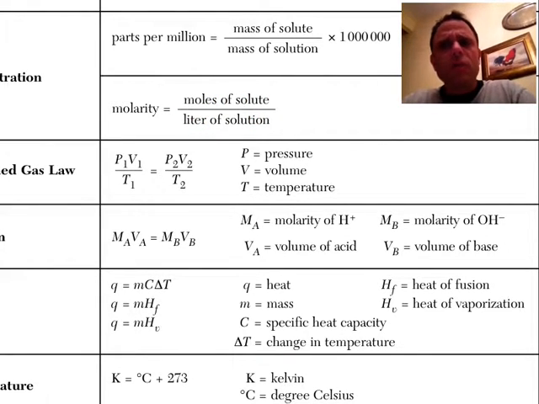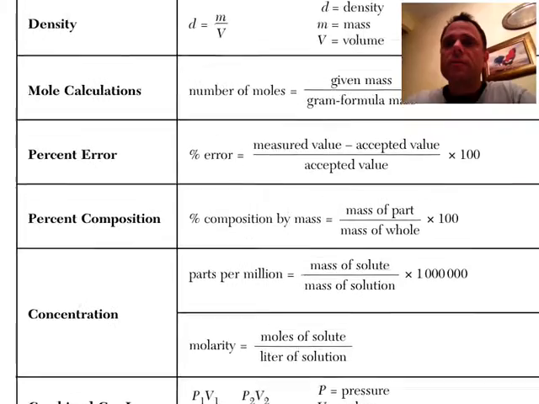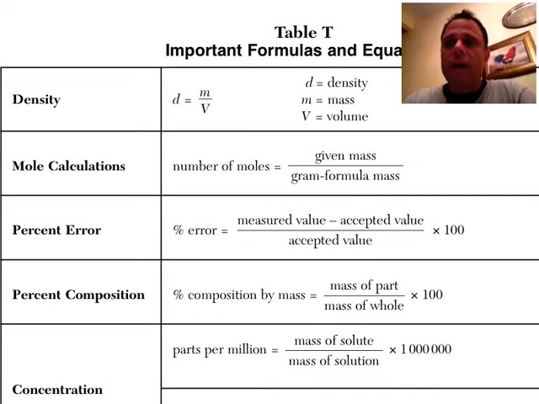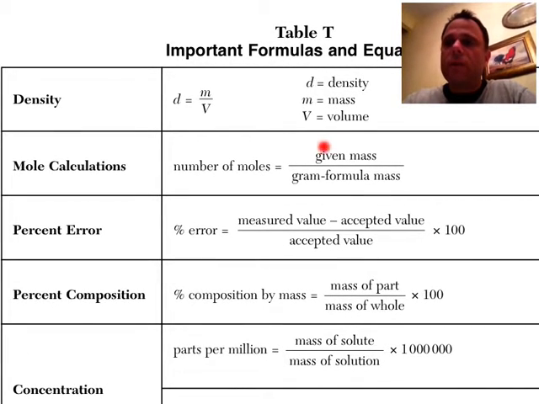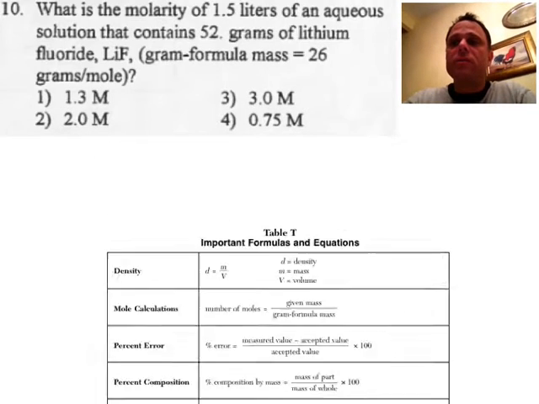But what was given to us is not moles of solute. What was given to us is the mass, the given mass, and the gram formula mass. And from that we could devise how many moles of solute we have. Let's get busy on this.